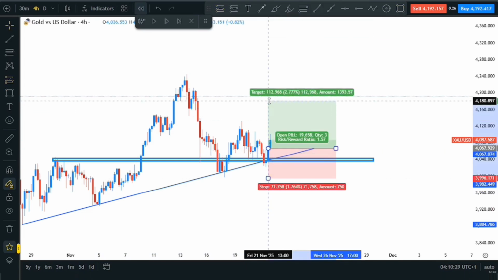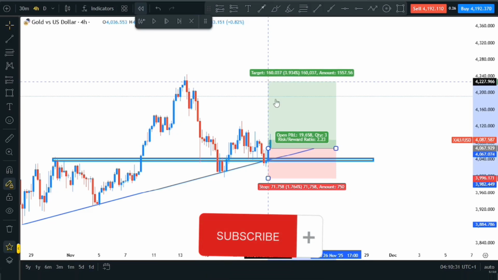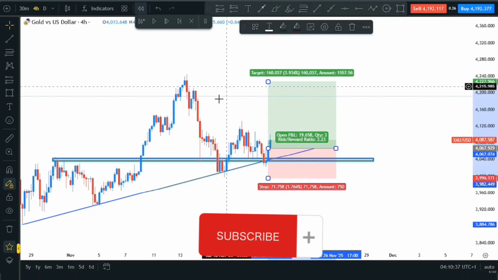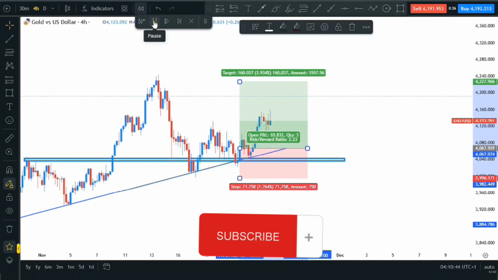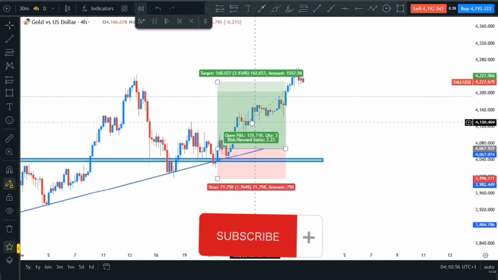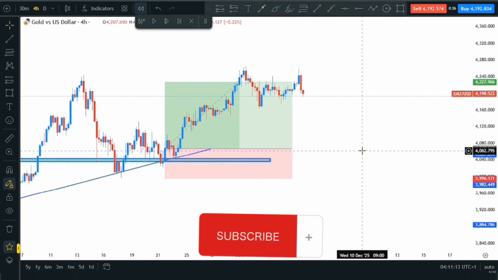Then I'm going to target the next key level here. As you can see, this is a favorable risk to reward trade setup. Let's see if it actually moves in our direction or not. As you can see, the market is moving up. As you can see, the take profit has been smashed. This is how you trade the trend line using continuation entry setup.